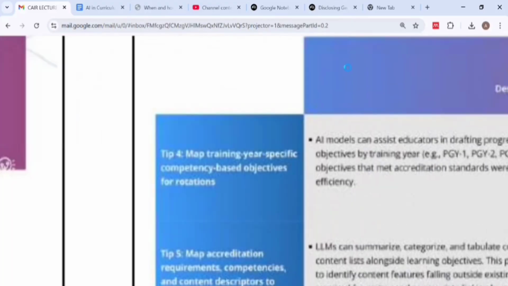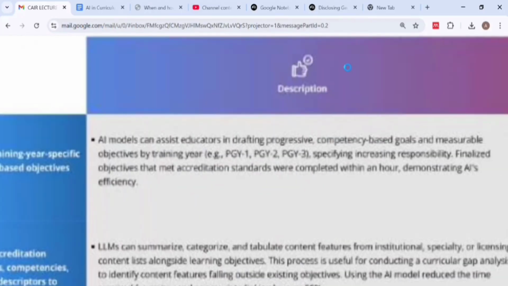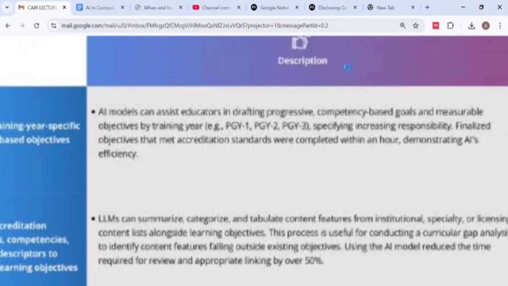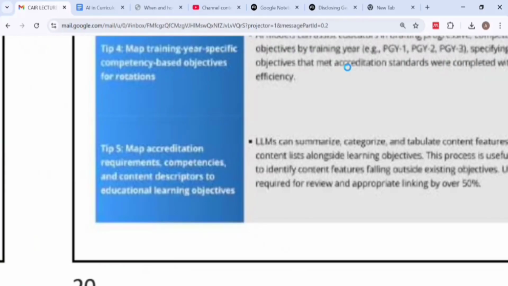A4 is map training. Here, specific competency-based objectives for rotations. AI models can assist educators in drafting progressive, competency-based goals and measurable objectives by training your PGs of year 1, 2, and 3, specifying increasing responsibility, with finalized objectives that met accreditation standards completed within an hour, demonstrating AI's efficiency. Define accreditation requirements, competencies, and content description to educational learning objectives.